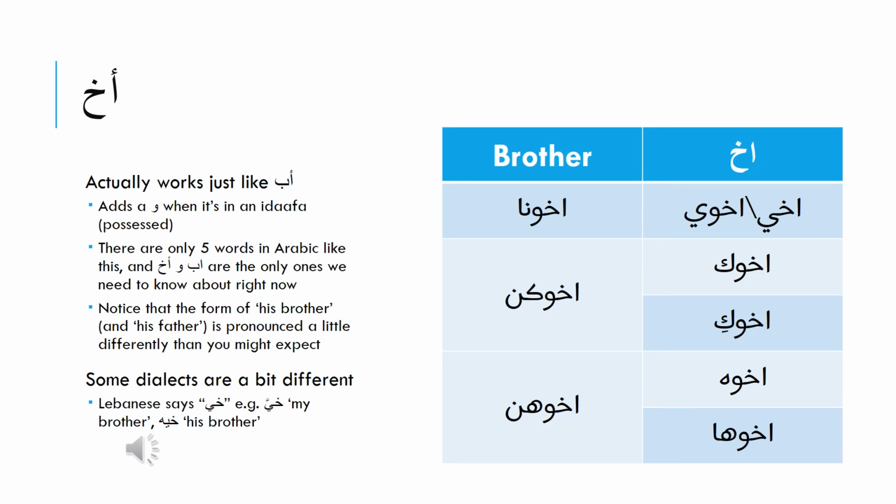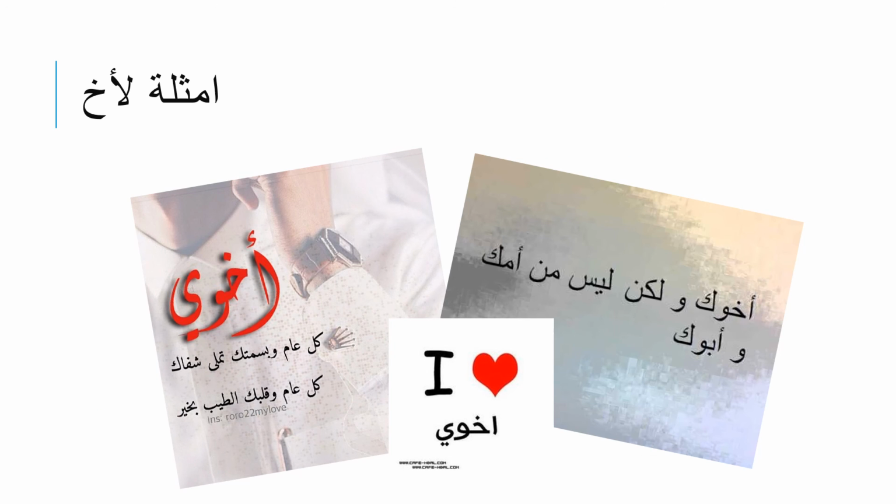And let's listen to Sarah say it also. Ach, brother. Achui, achuk, achuki, acho, achua, achuna, achukon, achuon. And here are some examples of the word ach being used in actual contexts. Look at the one on the far right and try to read it for a second.